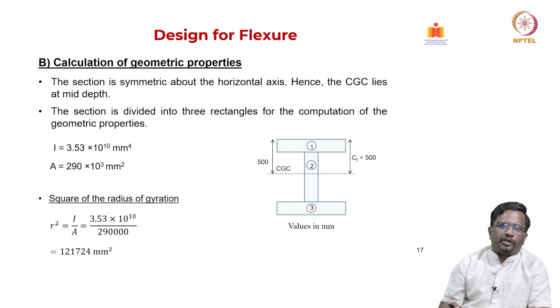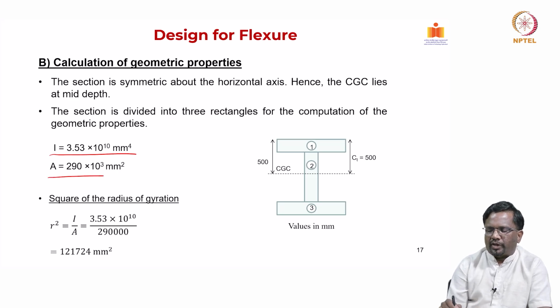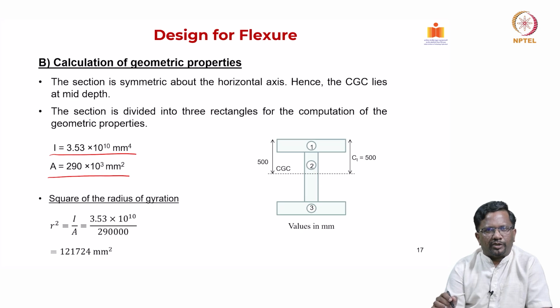Again, like we did previously, we divide this I section into 3 rectangles, and you know the process, and previously also we did it. So moment of inertia works out to be 3.53 × 10^10 mm^4. Area is 290,000 mm².